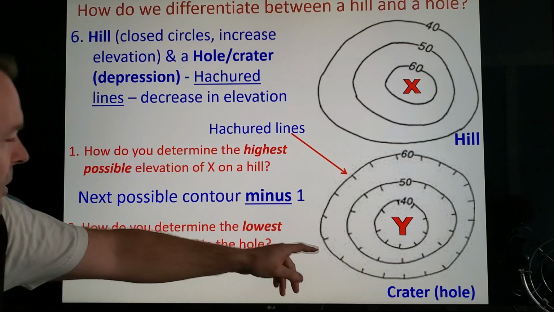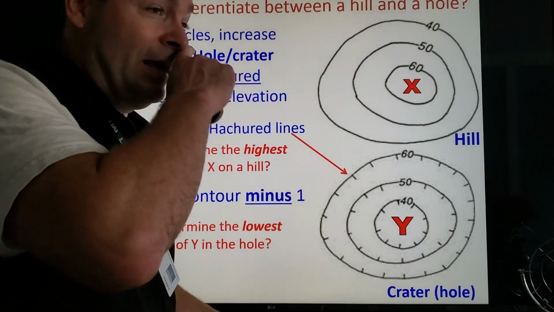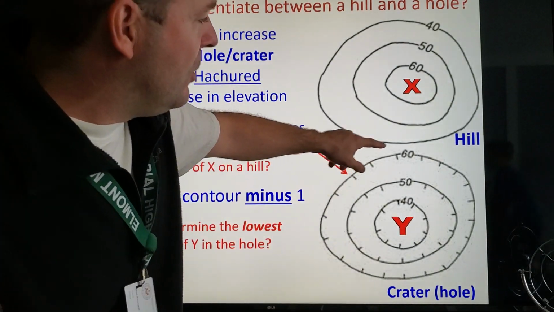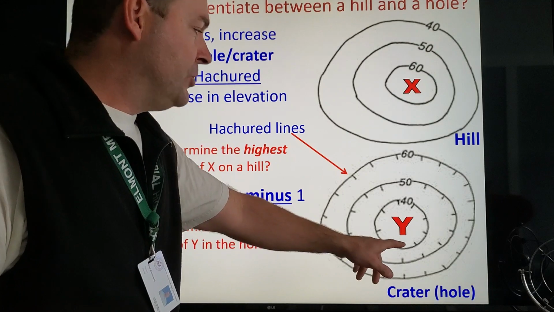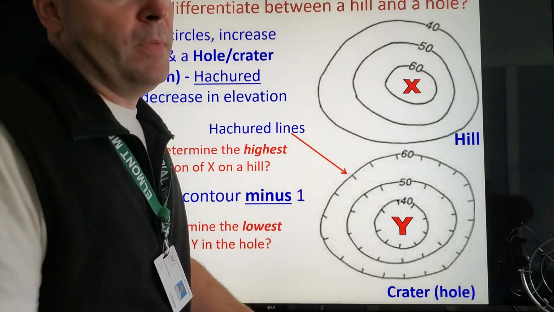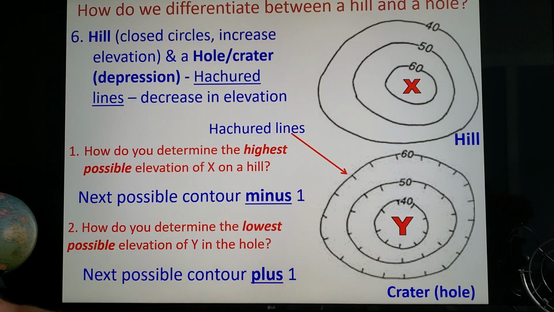Similar thinking for the lowest. How do you find the lowest possible elevation of Y? Well, now you just kind of got to work the other way. So 60, 50, 40. If there were another, it would be 30. But there isn't, so you got to go 1 up from that, 31. And that's why it says next possible contour line plus 1.